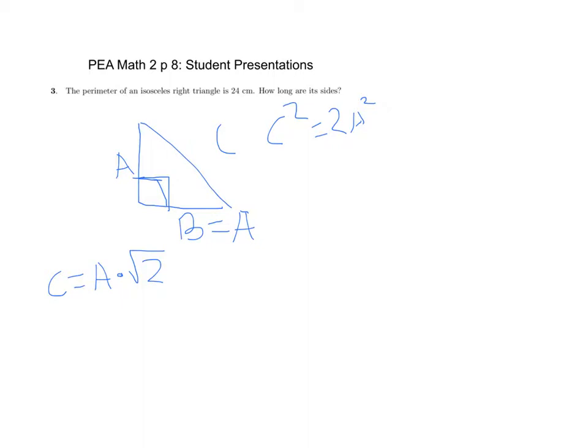Okay, so now you have, what's one side of the triangle? What's the perimeter? 24. Okay, what is the perimeter of a triangle? How do you find the perimeter of a triangle?